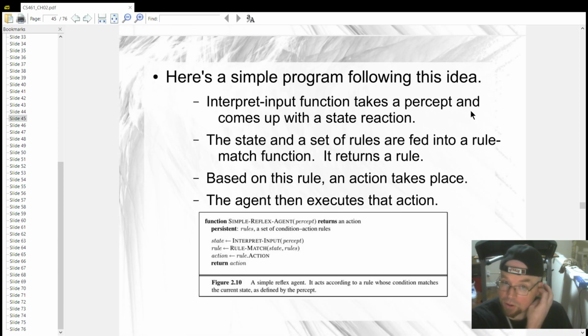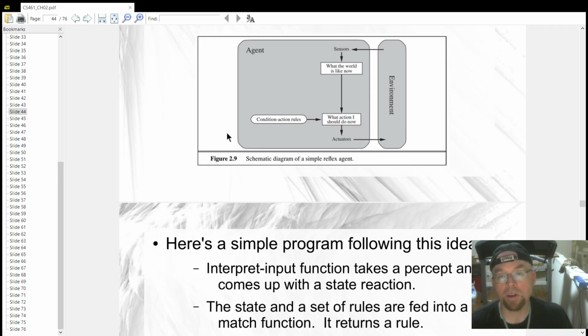Okay, so here's something a little bit more generalized, right? That very first example I gave you was if-else. So here is a more generalized version that follows from this diagram, the schematic.